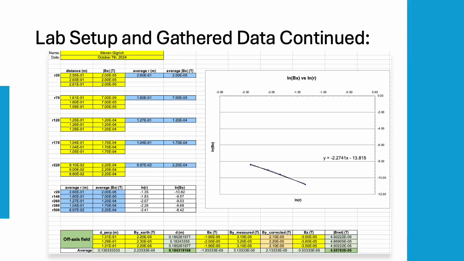Here's the provided spreadsheet filled in with the data I gathered. From the linearization of the data, you can see that the slope is negative 2.2741, which is pretty close to being inversely squared, and the y-intercept is negative 13.815. You can stop and take a look at the data here if you want to.